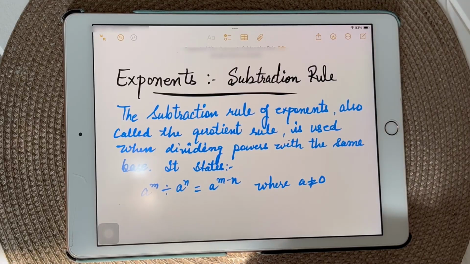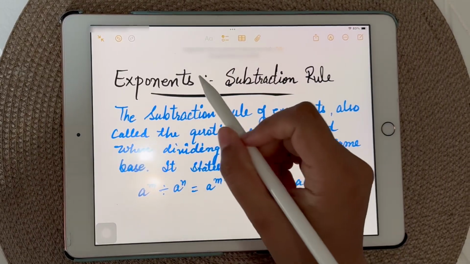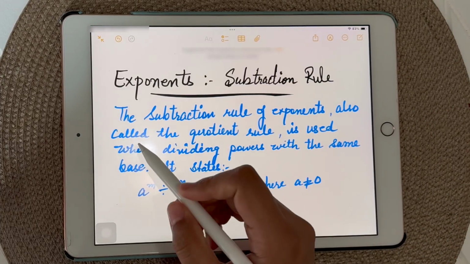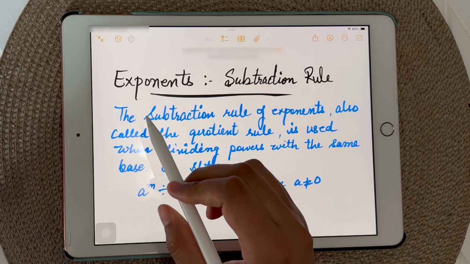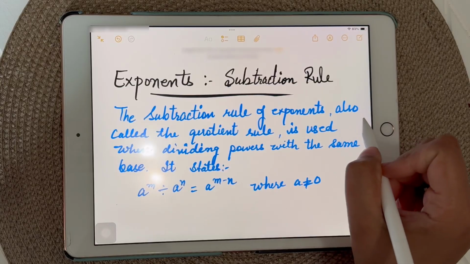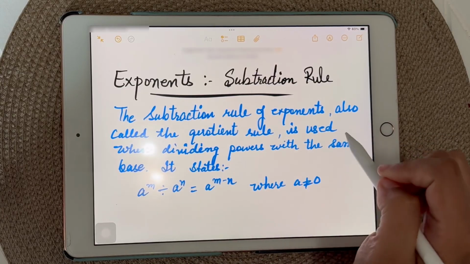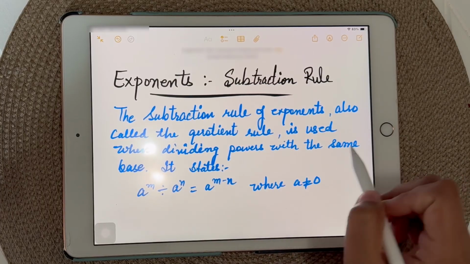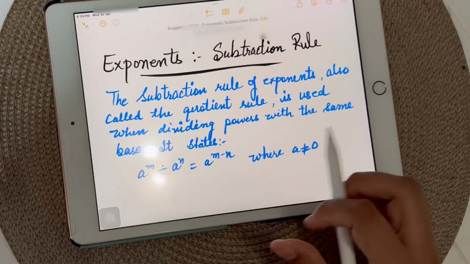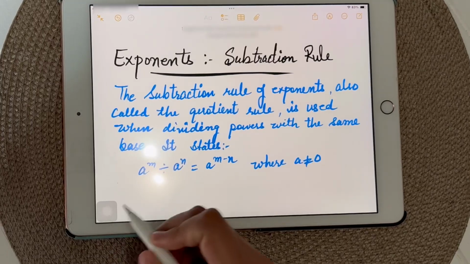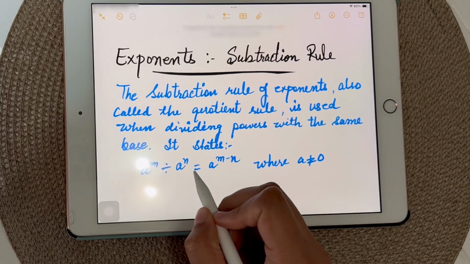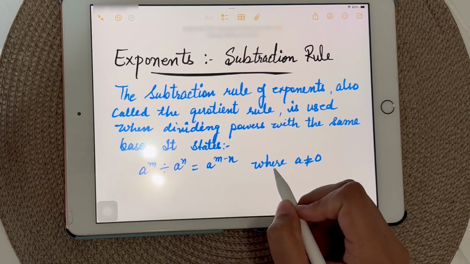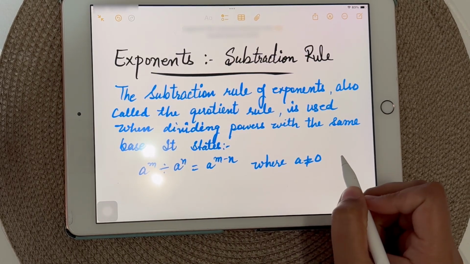Betty. So today we are going to start with our next topic, that is the exponents subtraction rule. So let's read the definition first. The subtraction rule of exponents, also called the quotient rule, is used when dividing powers with the same base. We can state it as: a raised to power m divided by a raised to power n equals a raised to power m minus n, where a is not equal to 0.